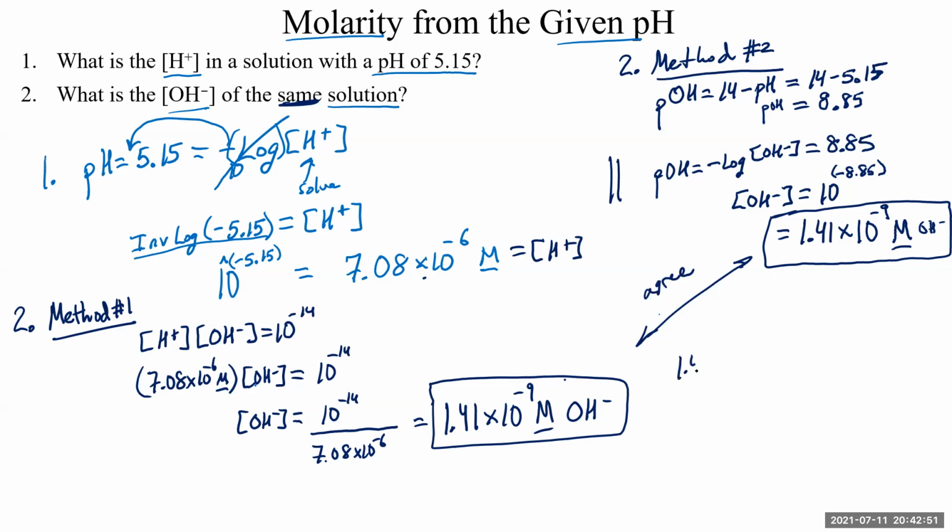If you want to, though, just as a final double check, you can always do this. 1.41 times 10 to the minus 9 multiplied by 7.08 times 10 to the minus 6. Final check, just for fun. That's my twisted version of fun. What's yours? Yeah, I get 1.000. I don't even see a non-zero digit until like the 100,000th place. And I'm not really going to care too much about that. That's just rounding. Times 10 to the minus 14. Checks out. So there you go.